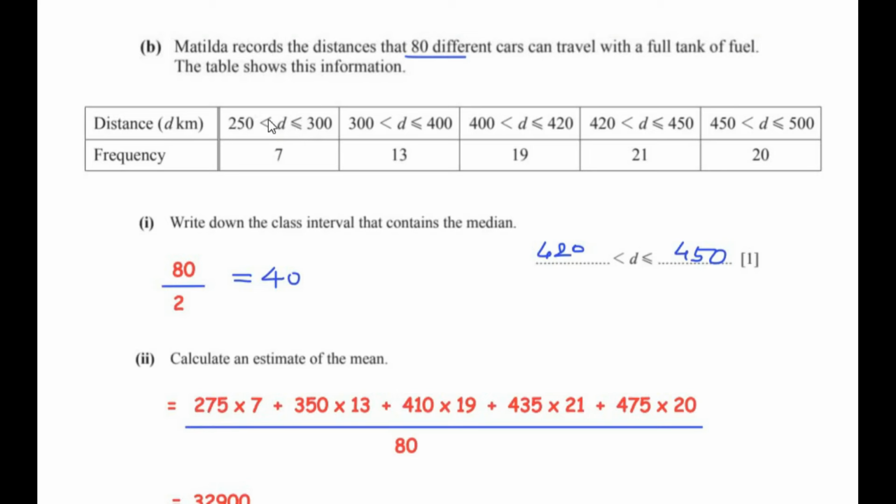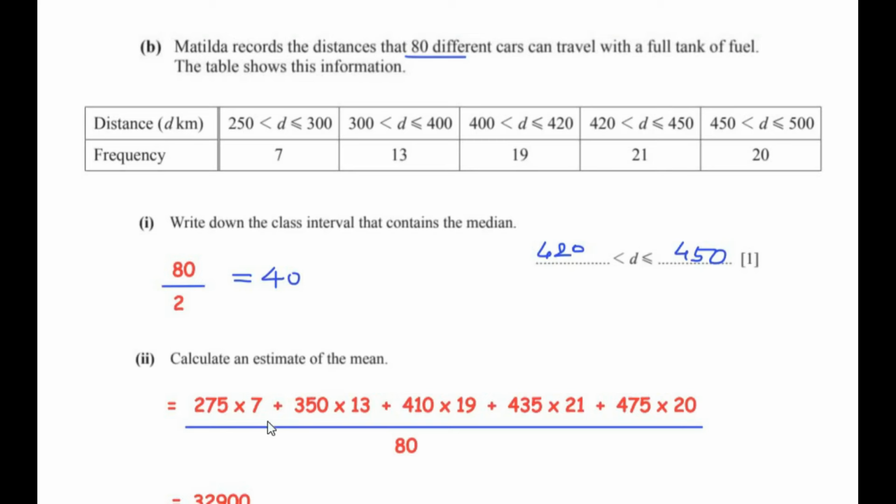So here we have taken the midpoint 275 and multiplied with its respective frequency, that is 7. Then add with the next ones. So again take the midpoint, that is between 300 and 400, you get 350, and multiply it with its frequency. So we are going to repeat it for the rest of the class intervals. So we have written here.